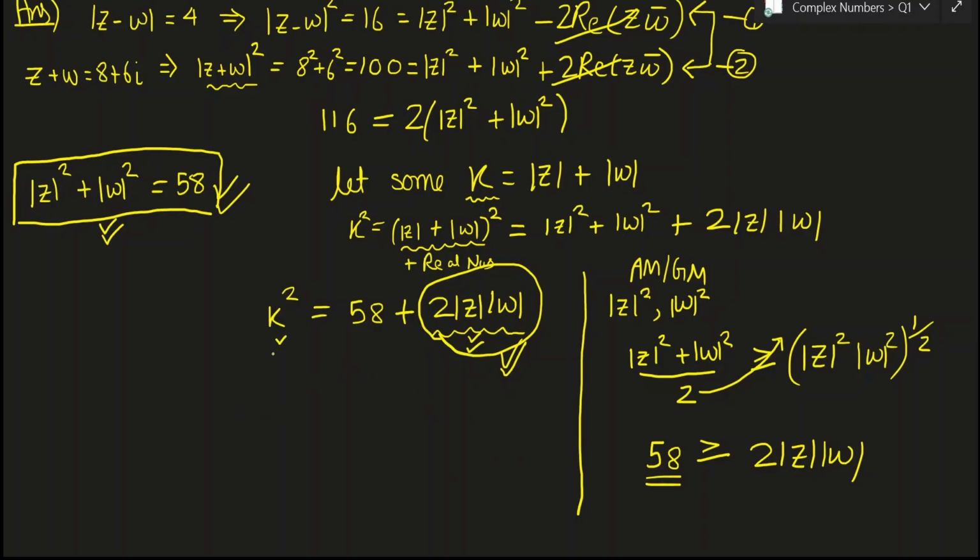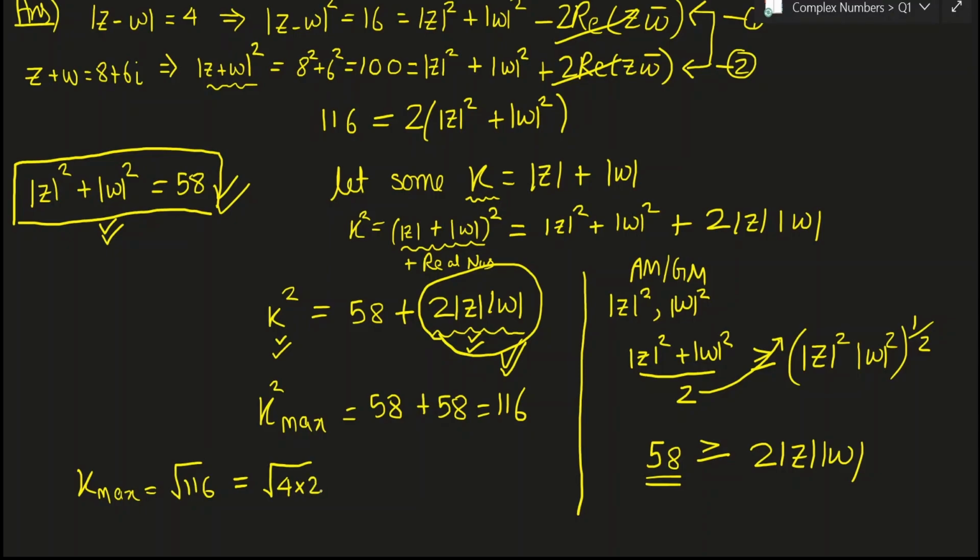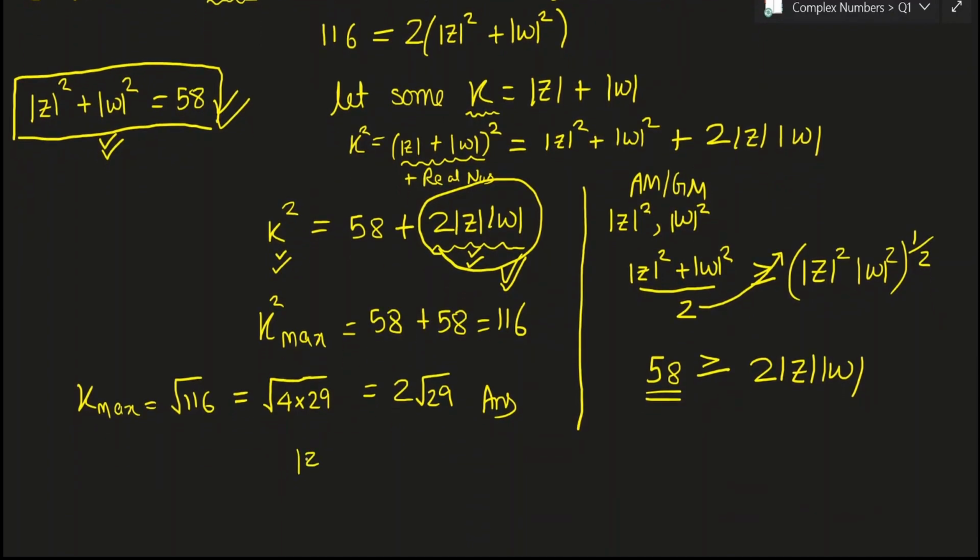So since we have to maximize k square, I can say k square max is equal to 58 plus the maximum value of this, which is 58 plus 58, which is equal to 116. So I can say k max is equal to root of 116. Now this is nothing but the root of 4 multiplied by 29. So this is 2 root 29, and that is the required answer. So I can say the maximum value of mod z plus mod omega, which was equal to k, is 2 root 29. And that's it for the first question.